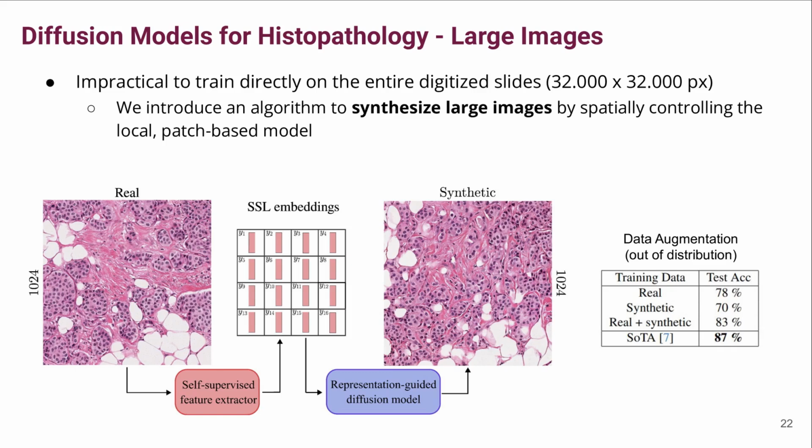Following the same augmentation approach as before, we show that we can augment datasets with new large images to improve classification accuracy. It is important to note that our augmentation approach also works in out-of-distribution settings.